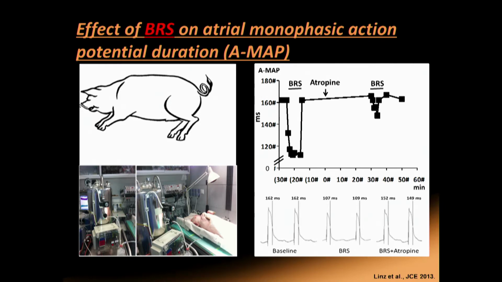So we just used an intensity, which is also used in patients with hypertension, and we showed that atrial refractoriness was pronouncedly shortened by baroreceptor stimulation, and also AF inducibility was increased by this intervention. We applied atropine, blocked the parasympathetic tone, and then afterwards baroreceptor stimulation didn't result in those arrhythmogenic changes. So it really is important how to influence autonomic nervous system activation.